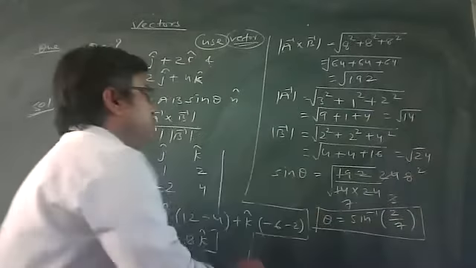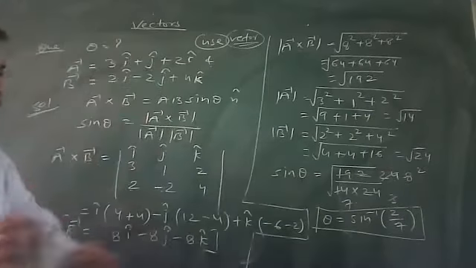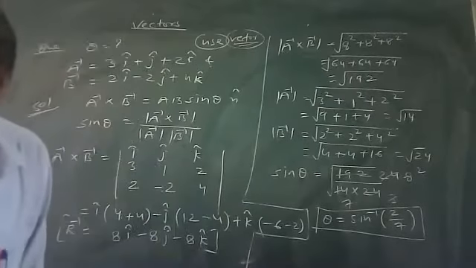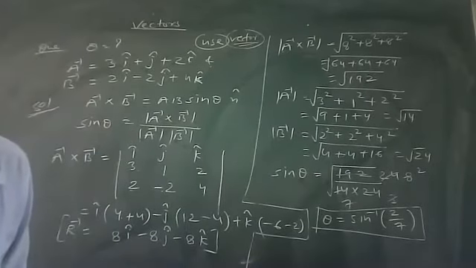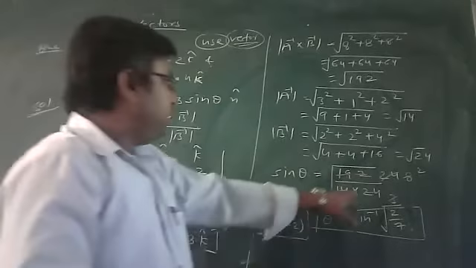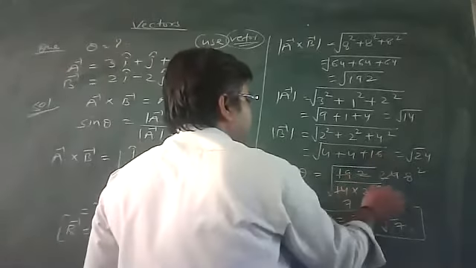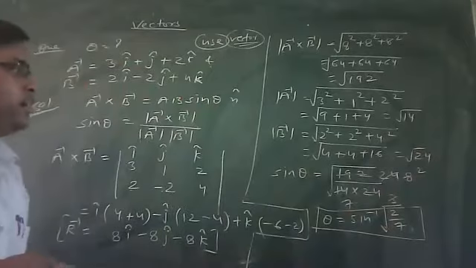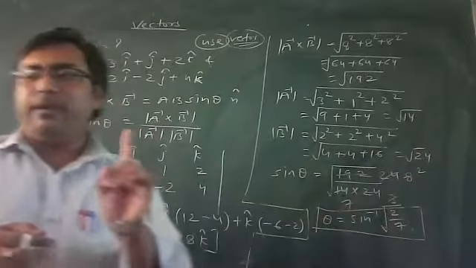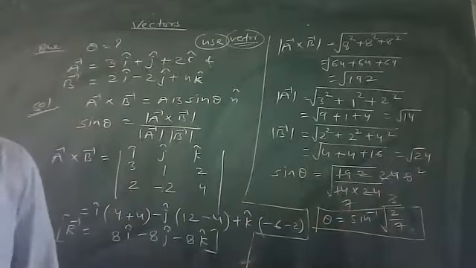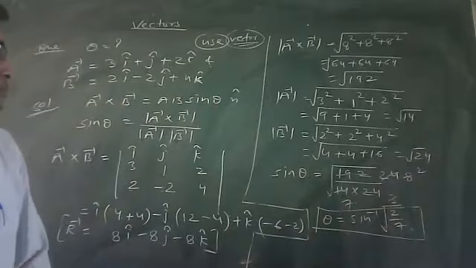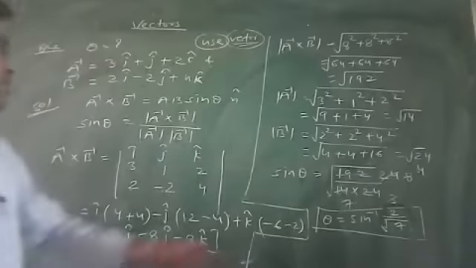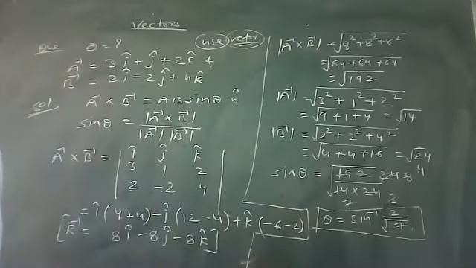Whatever possibility is available for simplification, always try to do that simplification. Theta will be sine inverse 2 by 7. Please make it correct, the root is here. All these reductions we have done inside the root. I will get root 2 by 7. The root is not removed. So this final answer will be theta is equal to sine inverse 2 by root 7.